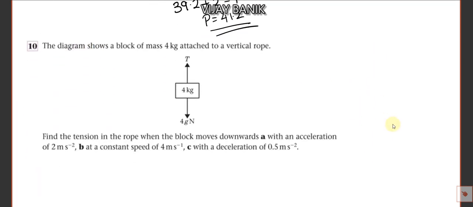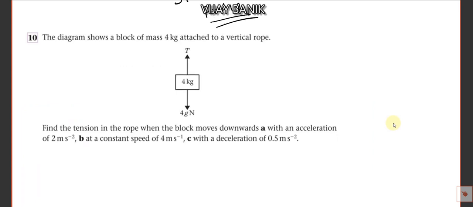Here they said you have a tension acting and you have a 4g. So there are two forces in the vertical direction. Mass is 4 kg. They're saying to find the tension in the rope, so we have to find this value of T. In the first situation, the block is falling downwards with an acceleration of 2 meters per second squared. So remember, downwards acceleration of 2 meters per second squared.